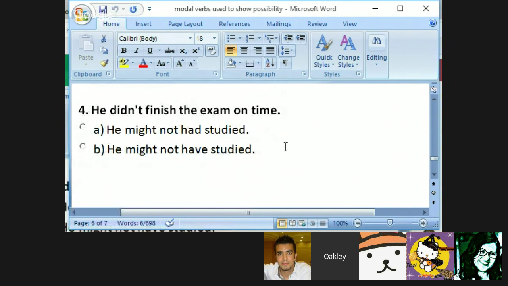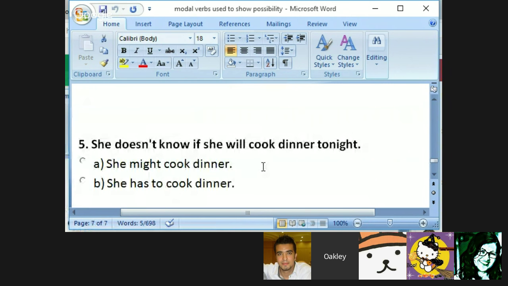Number 4. He didn't finish the exam on time. He might not have studied. Yes, very good. We haven't looked at this yet. We'll definitely go into this more tomorrow. Good job. It shows a probability in the past.